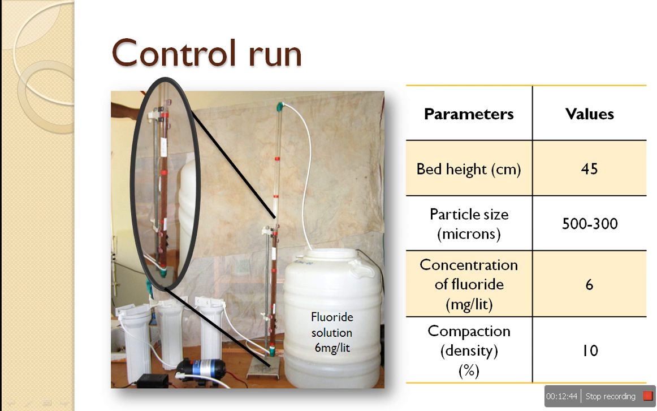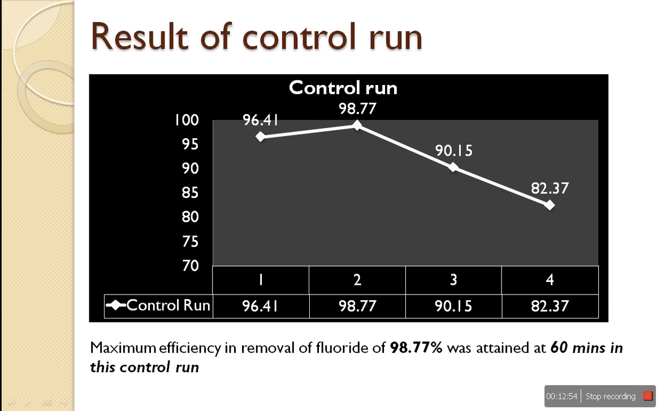Thus, this is the picture of the control run that has been carried out, and the parameters and their values are shown aside. The result of the control run: maximum efficiency in removal of fluoride is attained as 98.77% at a contact time of 60 minutes in this control run.